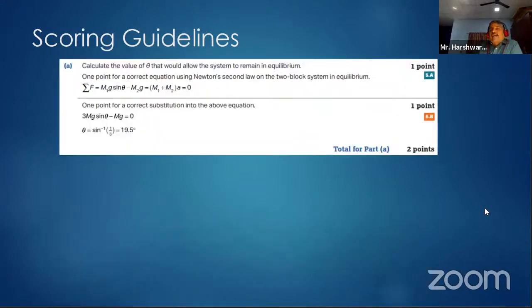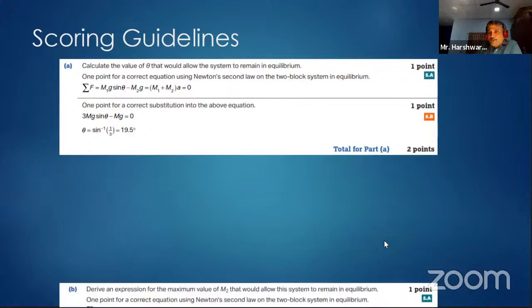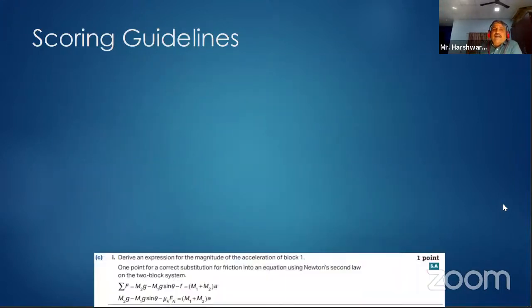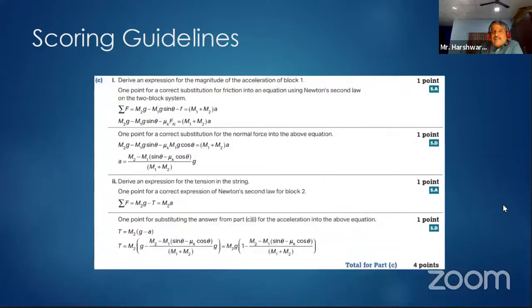Scoring guidelines. This is a sample scoring guideline. As you see, for every single step they award 1 point, 2 points, 1.2 points. So for example, part A is 1, 1, 2. For part B, for every sub step they have given 1 point each, so 3 points there. Similarly for part C, for every sub step they have given 1 point each. There were 2 subparts, so 2 points there, 2 points there. So all in all, the scoring is distributed. That is why it is very important that you write all the steps.